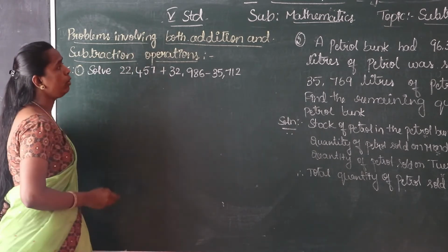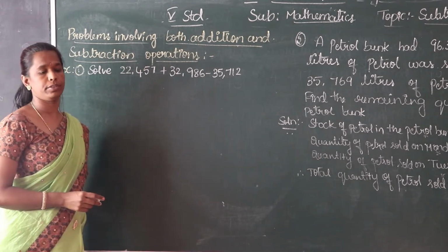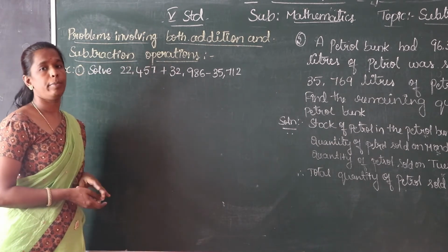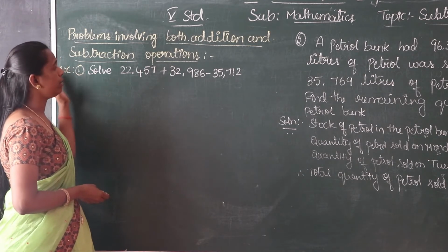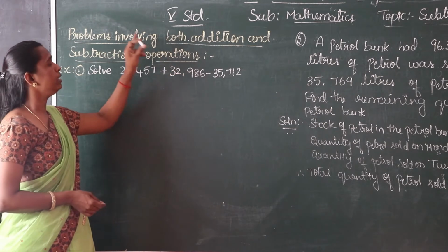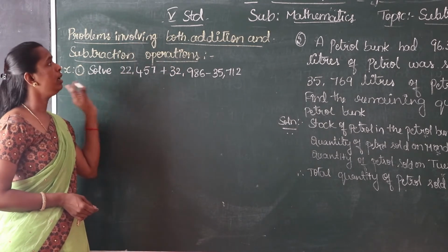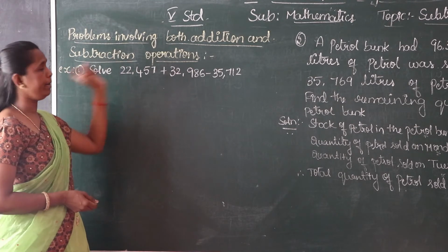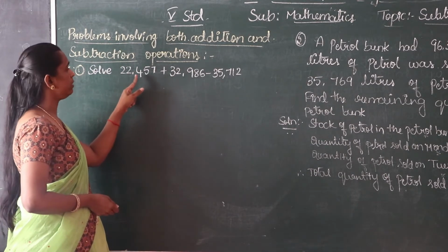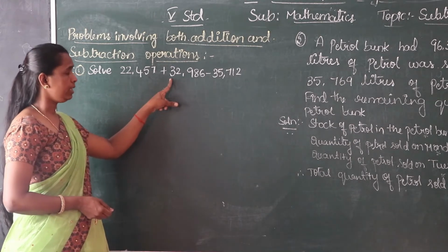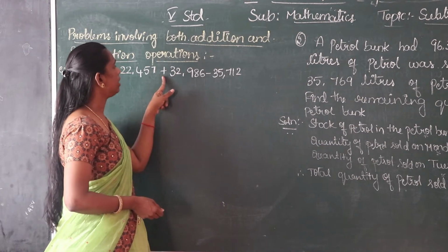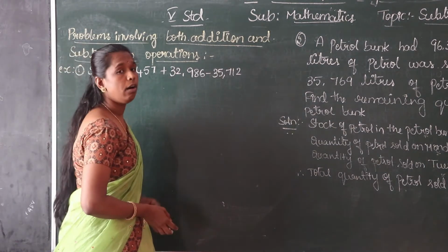Problems involving both addition and subtraction operations. In previous classes we discussed only the subtraction operations. Here we have to discuss both the addition and subtraction operations, which means the question involves both. Like this, first one, example number 1, solve 22,457 plus 32,986 minus 35,712. See here, this is the addition and this one is the subtraction operation.